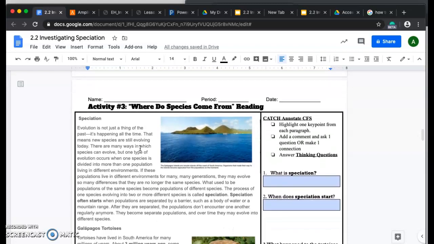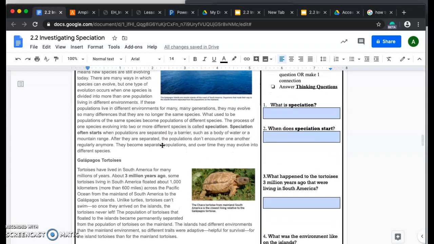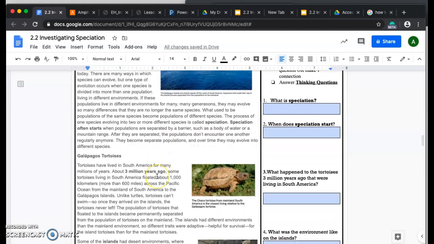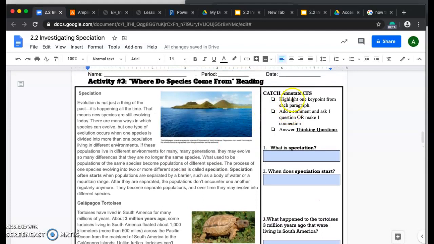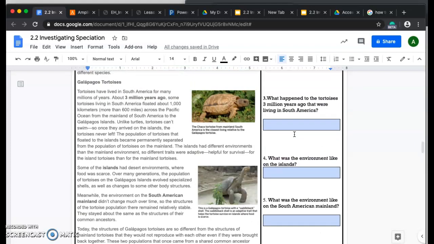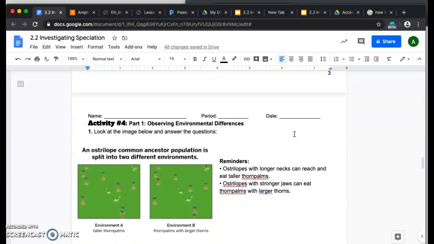For activity number three, you're going to read a little bit more about where species come from. And with that, you're going to be looking at the Galapagos tortoises. And as you read, please make sure you catch annotate by highlighting one key point from each paragraph, adding your comment or your question, and then answering the thinking questions on the side. Once you're done with your catch annotations, you're going to move on to activity number four.